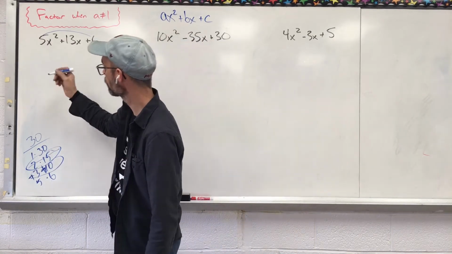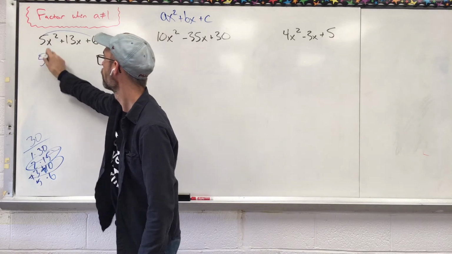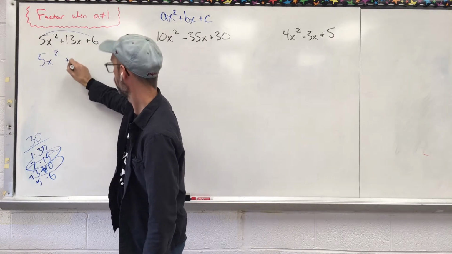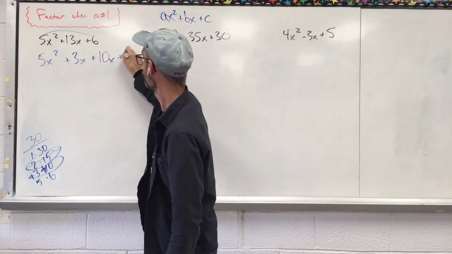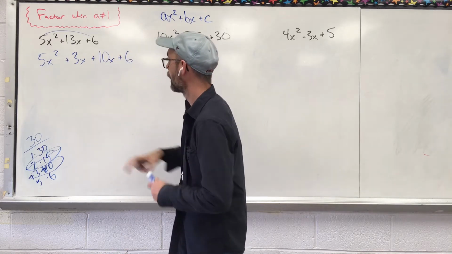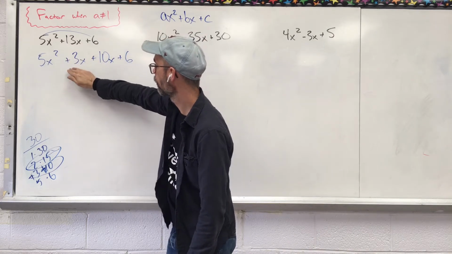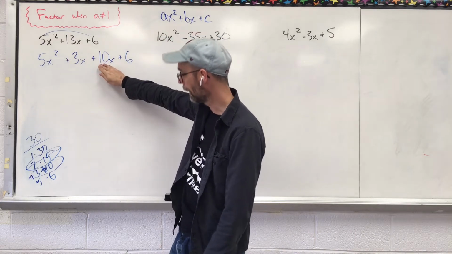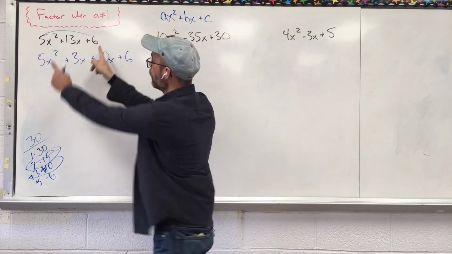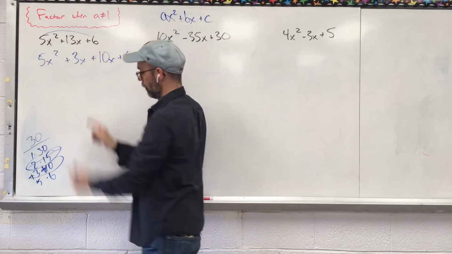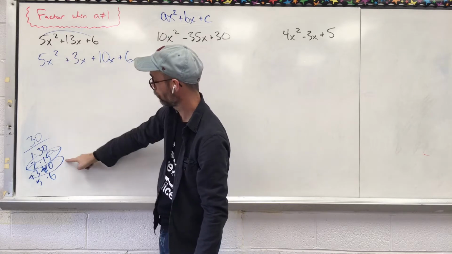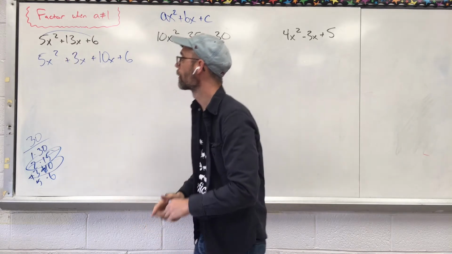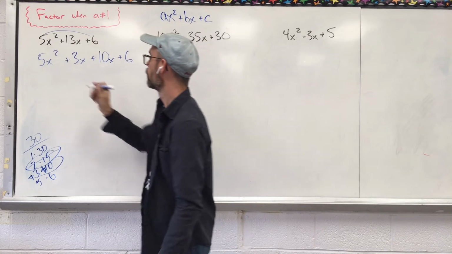So let's create a new problem now. 5x squared plus 3x plus 10x plus 6. Now again, this 13x turned into 3x and 10x. Why? Because my factor of 30 that I got from here, I can break it up into 3 and 10. Those two numbers added together give me this. So let's group.